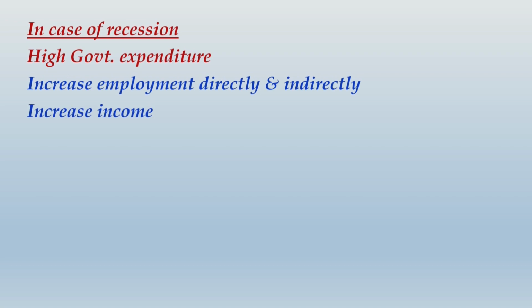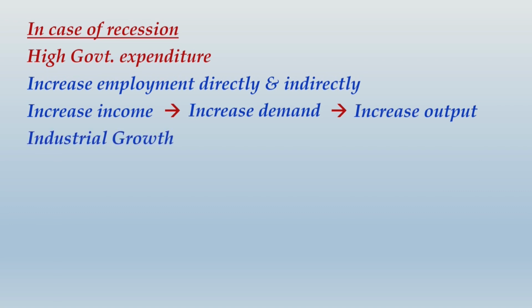This will increase the income in the hands of the general public. This increased income will lead to increased demand for goods and services, and this will cause industries to produce more output with respect to goods and services, and this will lead to industrial growth. So can you notice one thing? During recession, just because of government expenditure, there can be a start of industrial growth again, exactly following the chain that I have shown you over here.